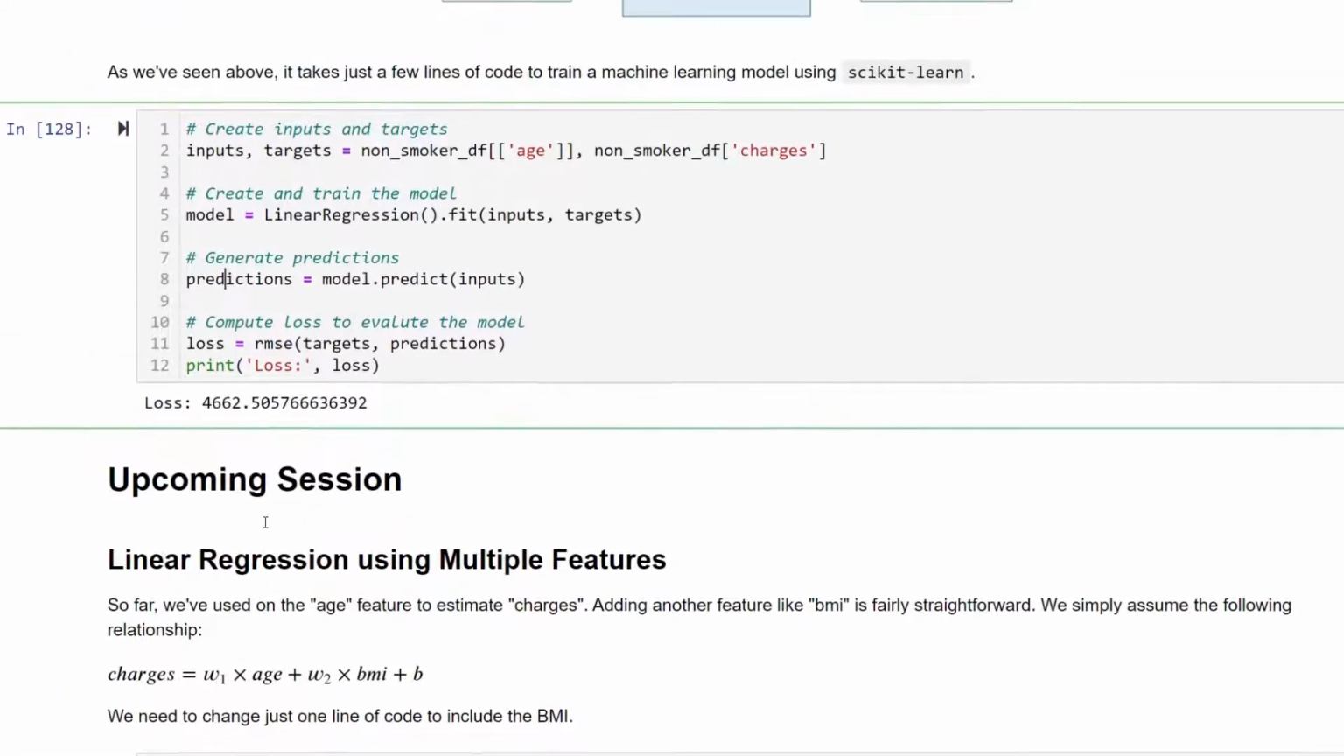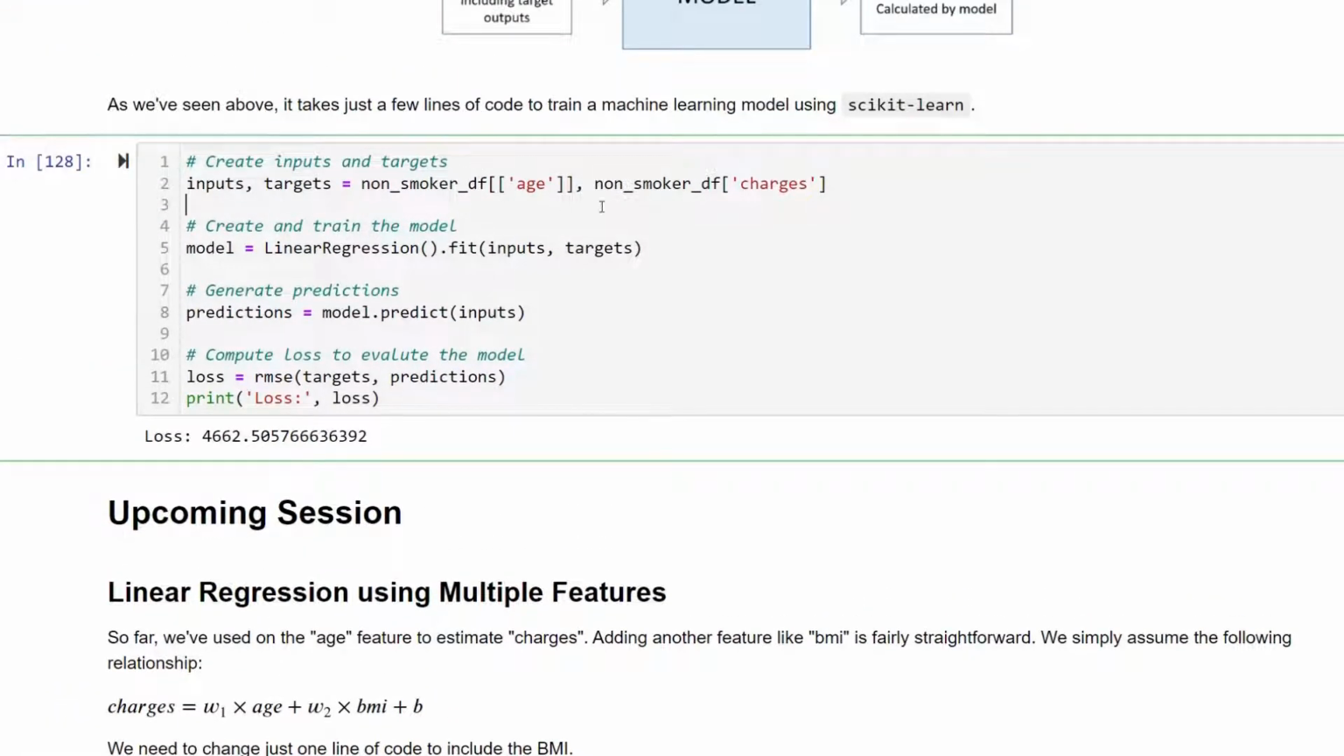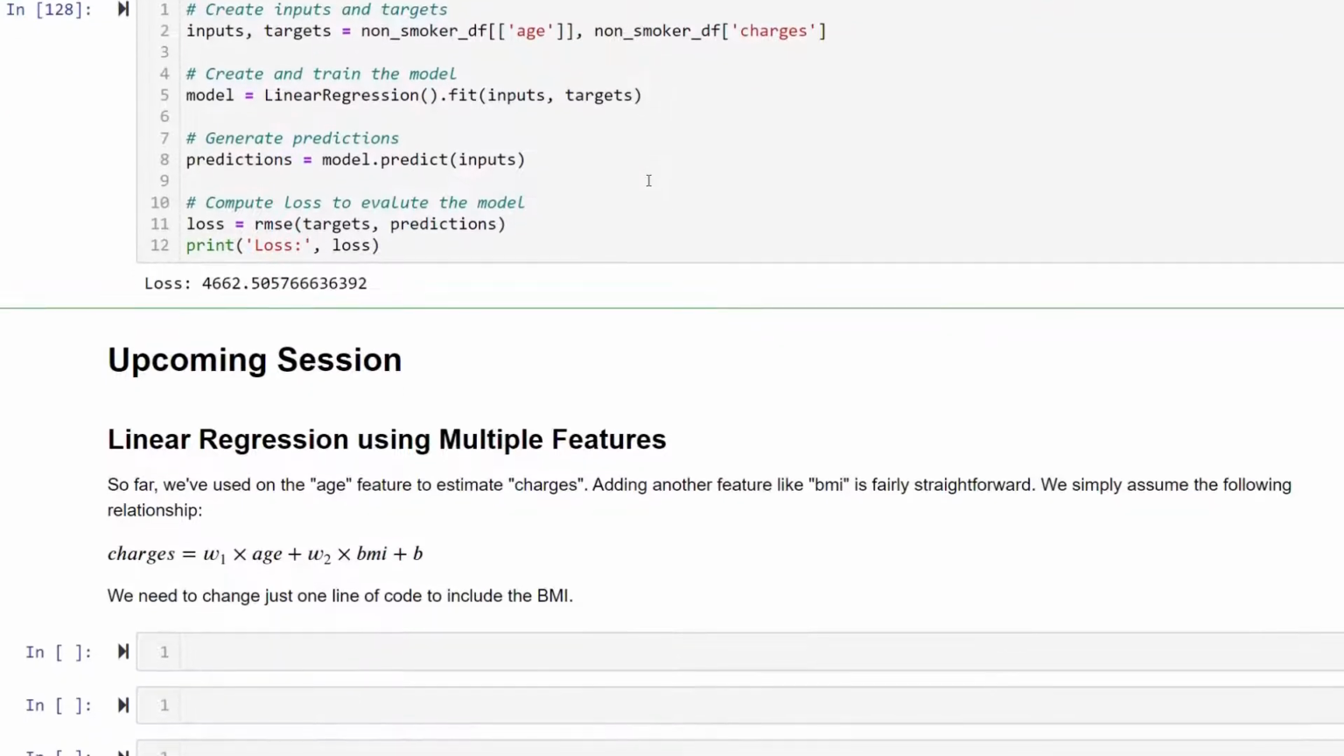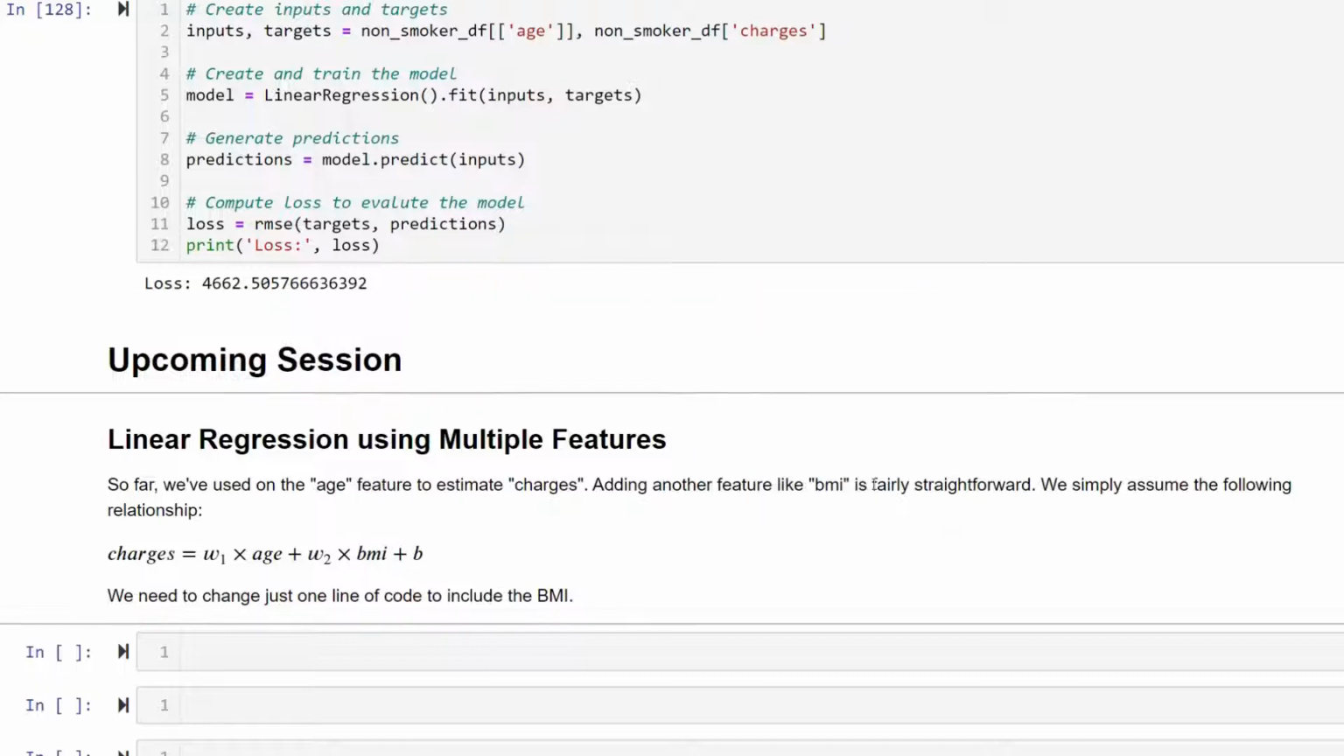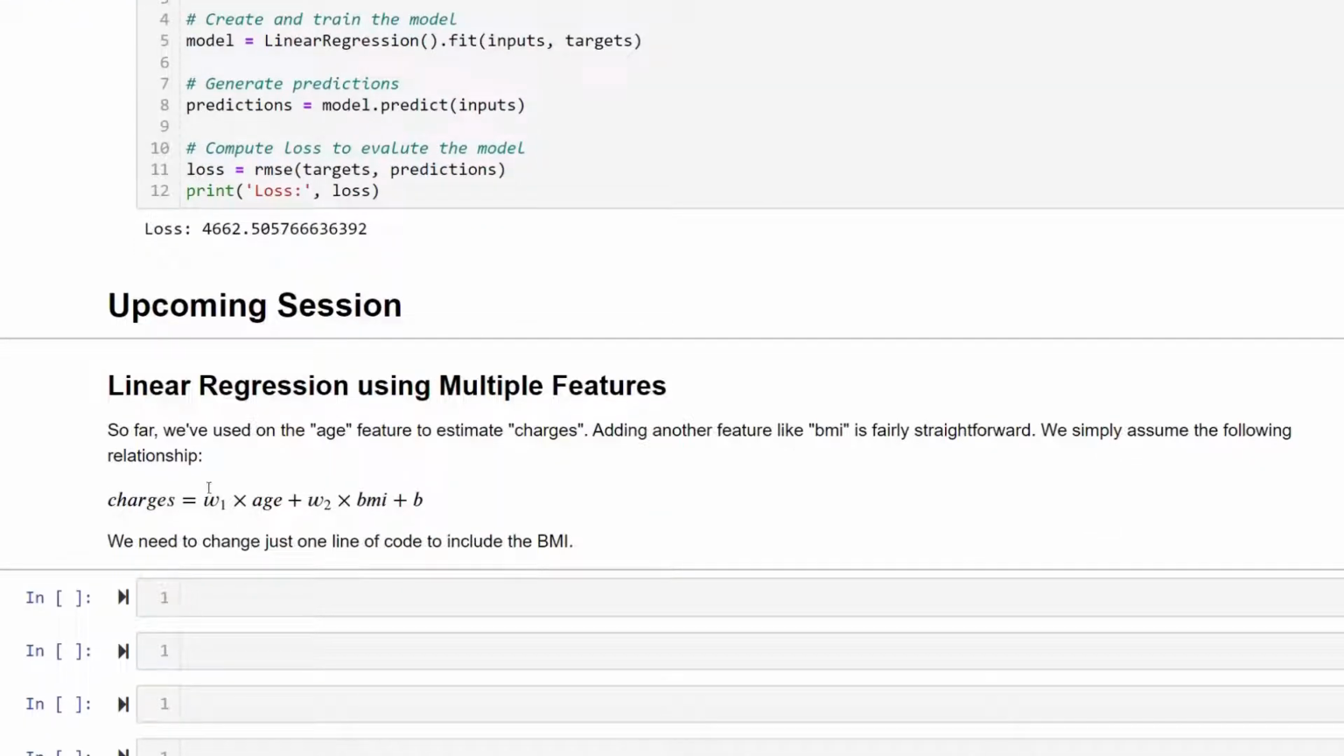Up to now, we have taken the input as an example of only age and the non-smoker charges. In the upcoming session, we are going to give multiple values to the model, and see how it can predict the values using two factors or two variables. So far it has used only one variable, which was age. We are going to make another example with BMI. We are adding features like BMI. So adding age and BMI is fairly straightforward. We can simply assume the following relationship for the slope. So the line equation will be W1 times age plus W2 times BMI plus B, like mx plus c.